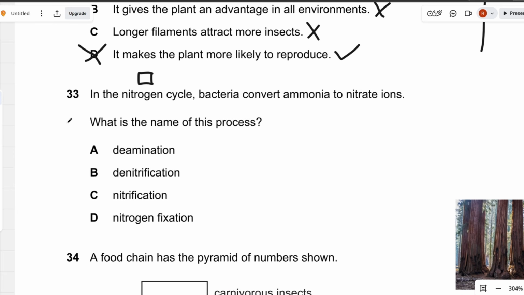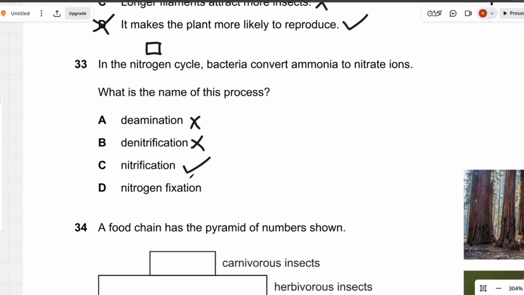In the nitrogen cycle, bacteria convert ammonia to nitrate ions. What is the name of this process? Is it deamination? Nope. Is it denitrification? Nope. Is it nitrification? Yes. Is it nitrogen fixation? Nope.